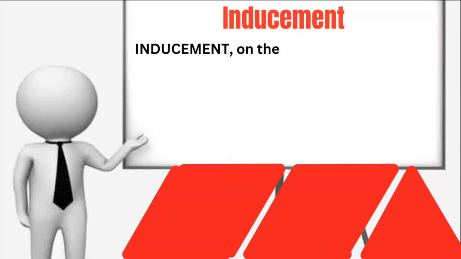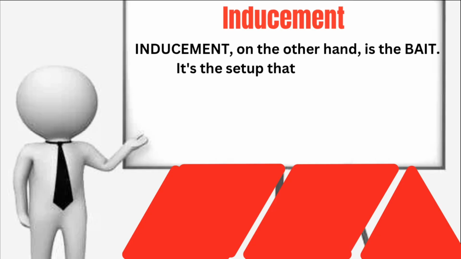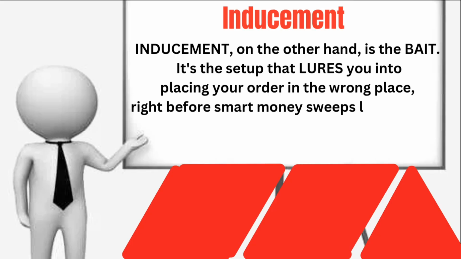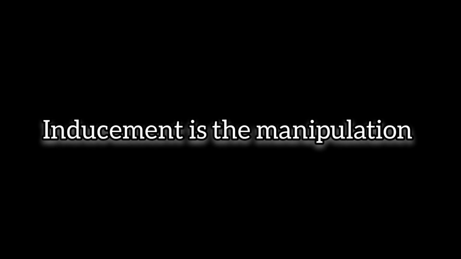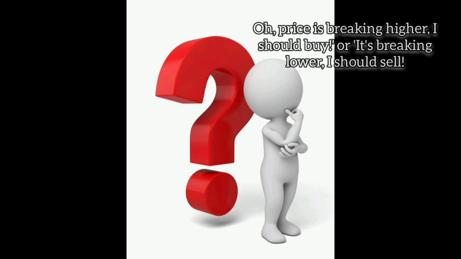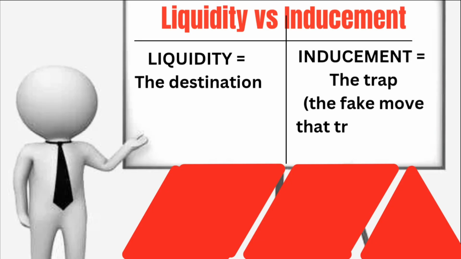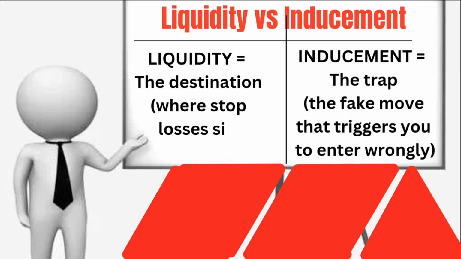Inducement, on the other hand, is the bait. It's the setup that lures you into placing your order in the wrong place, right before smart money sweeps liquidity and reverses. Inducement is the manipulation. It's that little move that makes you think, oh, price is breaking higher, I should buy. Or it's breaking lower, I should sell. Right before you get wrecked. Liquidity equals the destination, where stop losses sit. Inducement equals the trap, the fake move that triggers you to enter wrongly.